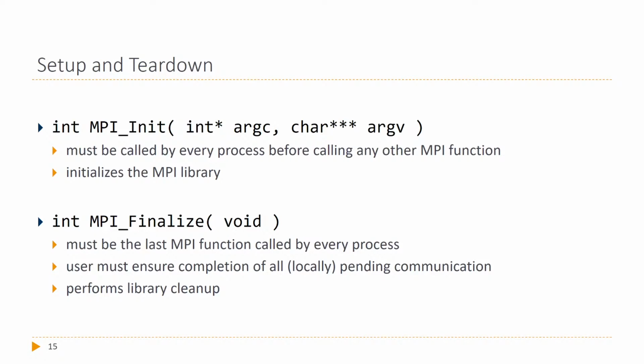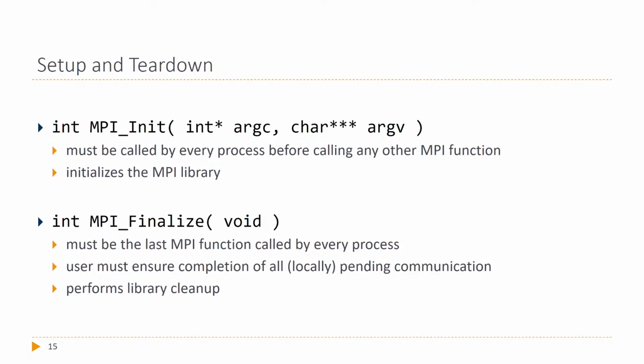Now, I mostly mentioned all of this information on MPI_Init and Finalize already. So Init needs to be called before you call any other MPI function, and it initializes the library, allocates some internal storage, and so on. And MPI_Finalize must be the last MPI function called by every process, after which you're not allowed to do anything else. According to the standard, you need to ensure completion of all locally pending communication. So you must not have any pending send or receive that locally did not finish yet, and then you call MPI_Finalize. But most of the time, this is not an issue. Most of the time, these things are well covered.